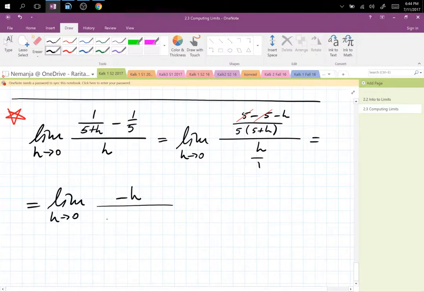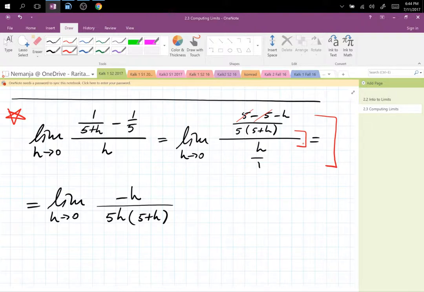Minus h, 5h, 5 plus h. If you don't remember from algebra, two that are far apart multiply and go in the numerator, and two that are close by multiply and go into the denominator. And then these guys cancel, and we're done.